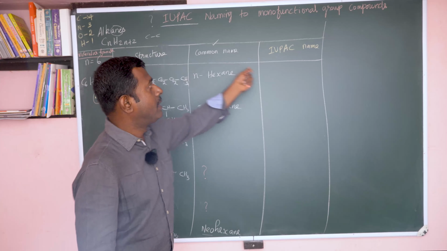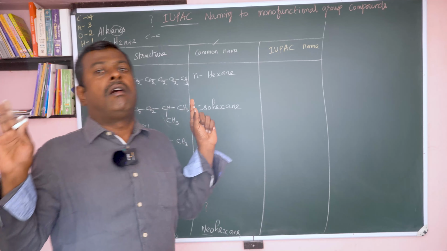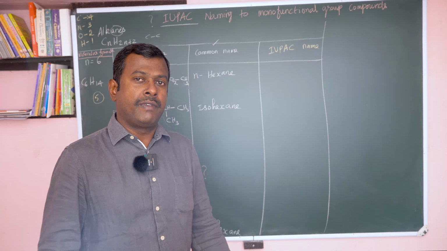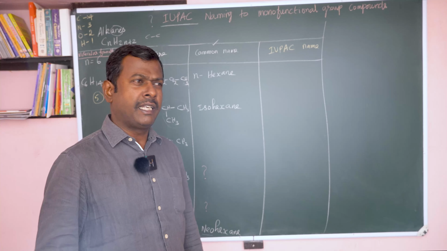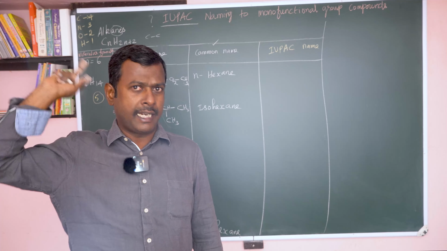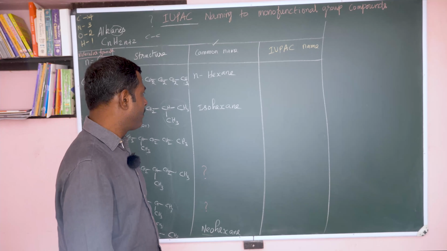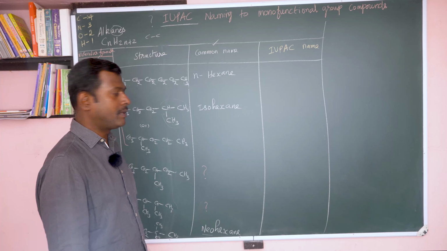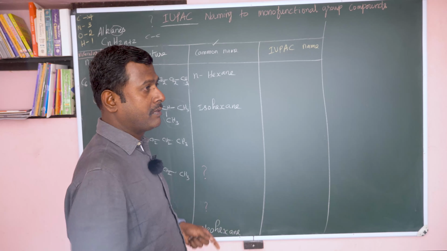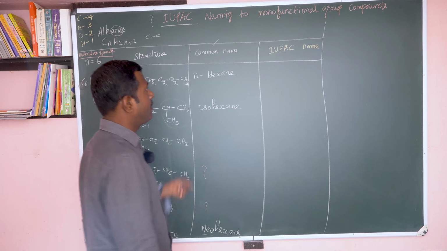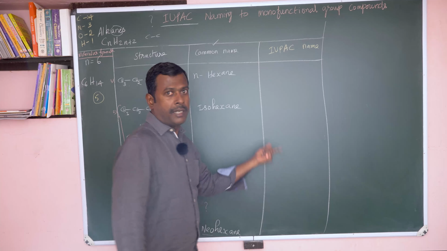For them also we can give IUPAC names. Simply, I want to say that for all the organic compounds we can give IUPAC names. There may be some exceptions, I will see them later. But what is the necessity of the IUPAC name? For some compounds we can't give a common name. There are a lot of compounds for which we can't give common names. For those compounds, according to some rules, the IUPAC names are given.